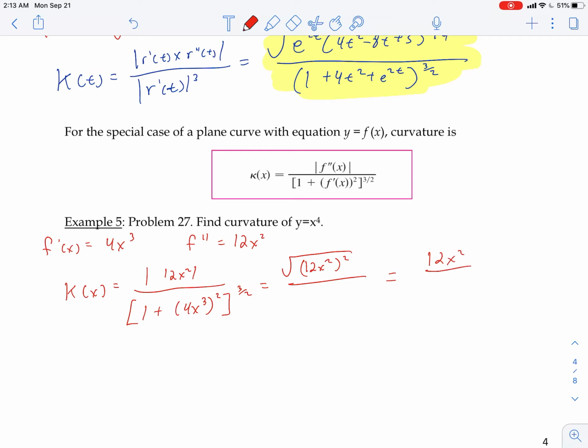The magnitude of 12x squared is just 12x squared in the numerator. And then in the denominator, we have 1 plus 16x to the 6th power, taken to the 3/2 power. And that's it there. So we're finished.